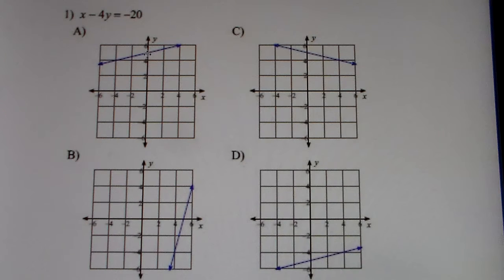So we see at A, our y-intercept is at 5. C, our y-intercept is at 5. B, our y-intercept, it doesn't say, so it can't be B. D, our y-intercept is at negative 5. Well, we know our answer is positive 5 for our y-intercept. So it's either A or C.